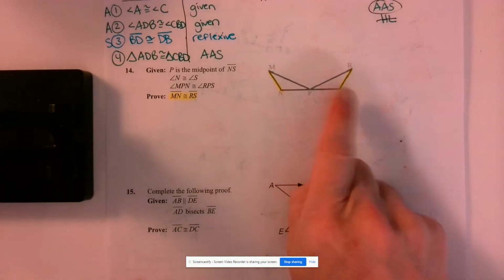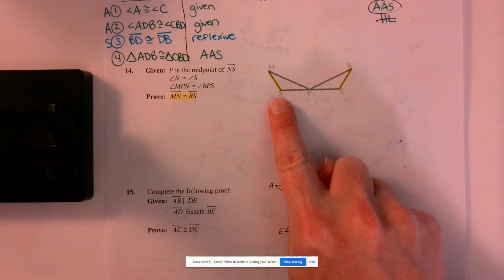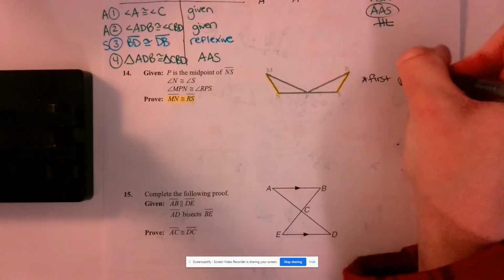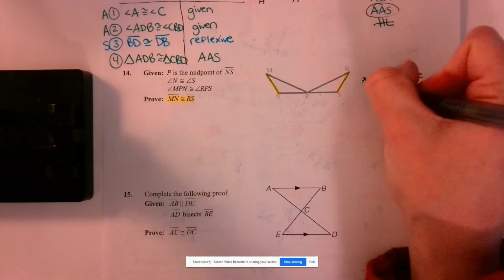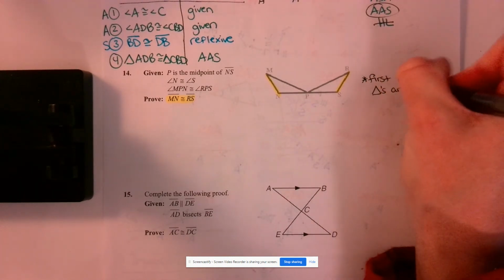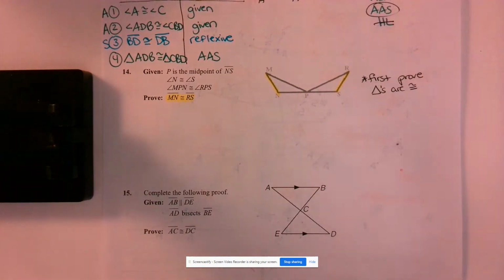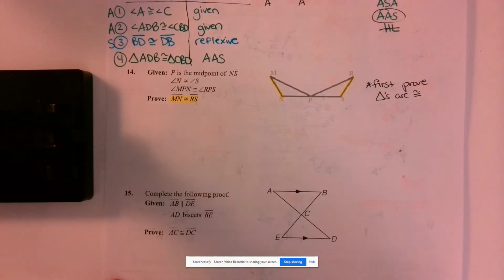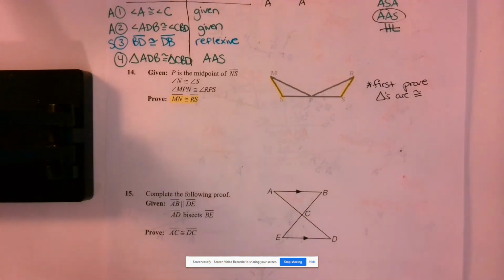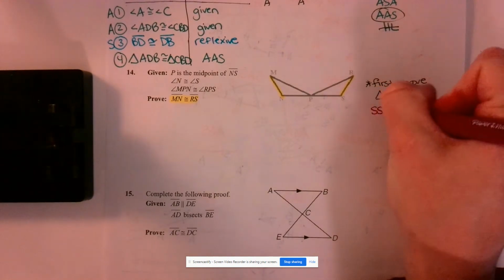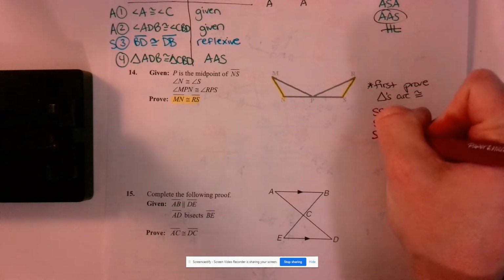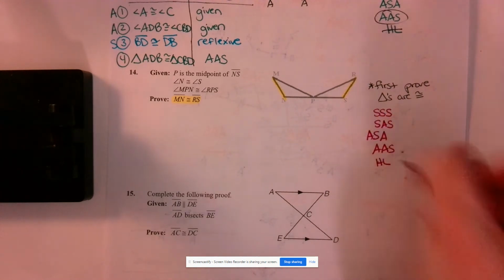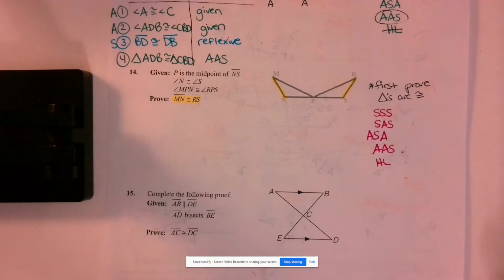Now, before we can try to prove that the segments are congruent, we first need to prove, I'm going to put a little note, first prove that the triangles are congruent. Once we prove the triangles are congruent, we can say that these corresponding parts are congruent. And so our job again is to go ahead and try to find one of these congruence theorems in this situation so we can prove the triangles are congruent.